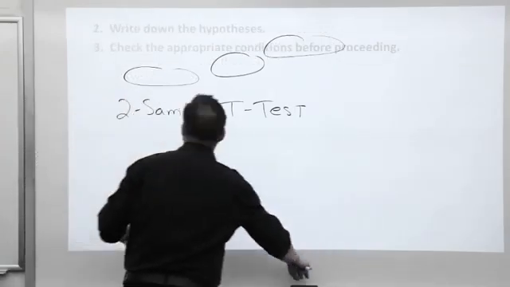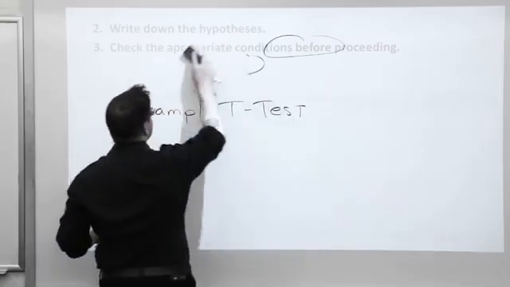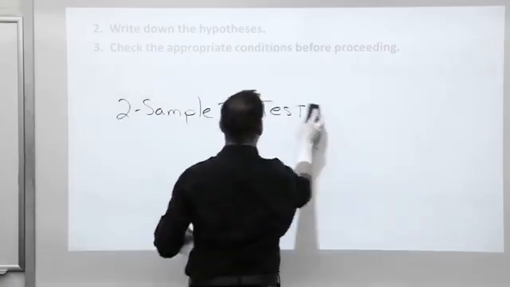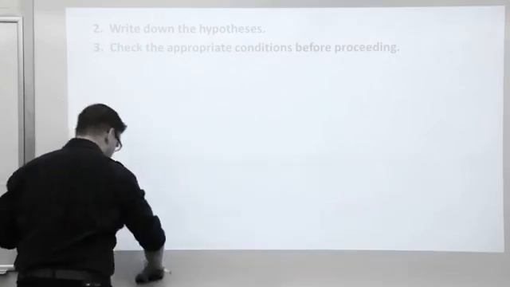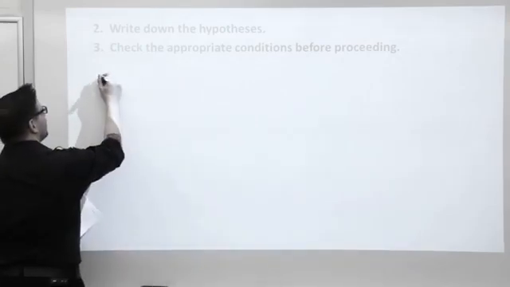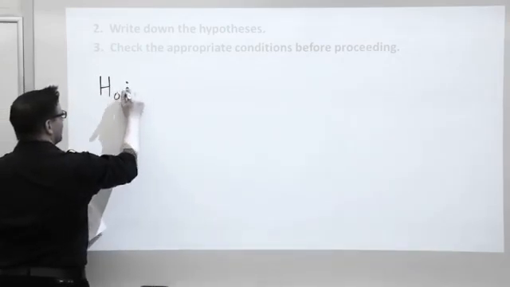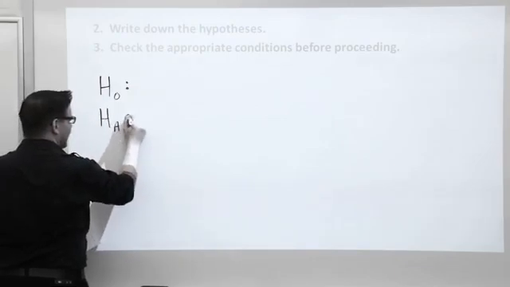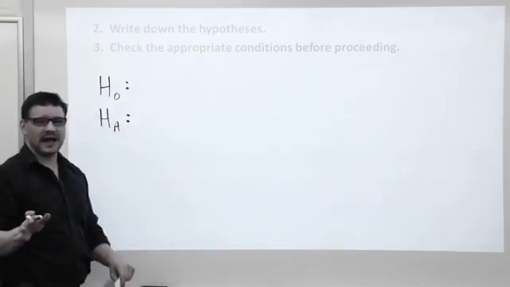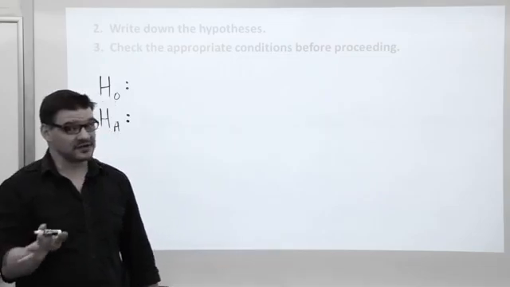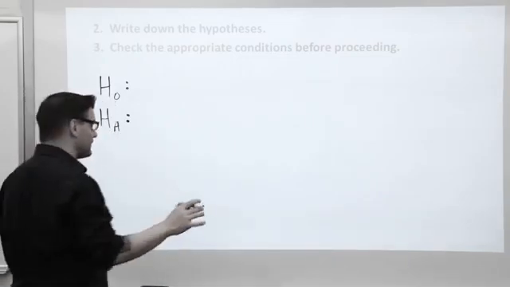Parts 2 and 3, write down the hypotheses, check the appropriate conditions before proceeding. All right, so hypotheses. H sub 0, H sub A. What are we trying to show? Do we have evidence that the graduating students do better on average?